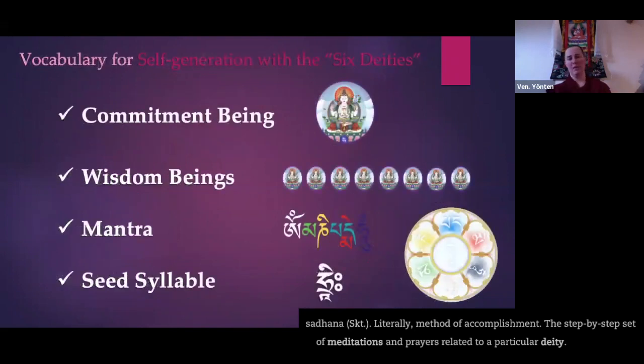Okay, so the commitment being is the main deity. The wisdom beings are all the other Buddhas and Bodhisattvas in the same aspect as the main deity you're practicing. So if you're practicing Chenrezig, you think all the Buddhas take the form of Chenrezig, and then they dissolve into the main one that you visualized.